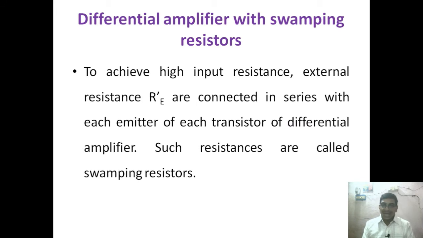To achieve high input resistance, external resistances Re dash are connected in series with the emitter of each transistor of the differential amplifier. Such resistances are called swamping resistors. So the main reason to go for the swamping resistors is to achieve high input resistance and also make the differential gain independent of temperature. That is why we are going for the swamping resistors circuit.